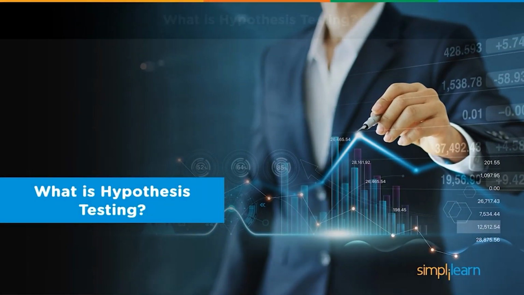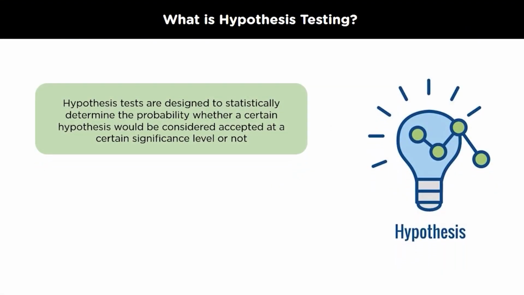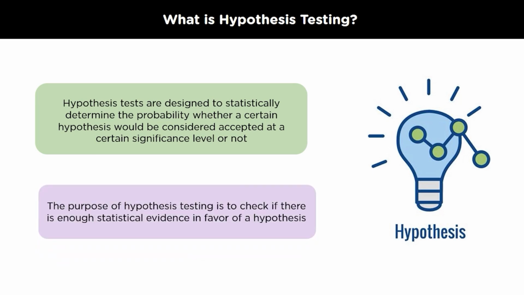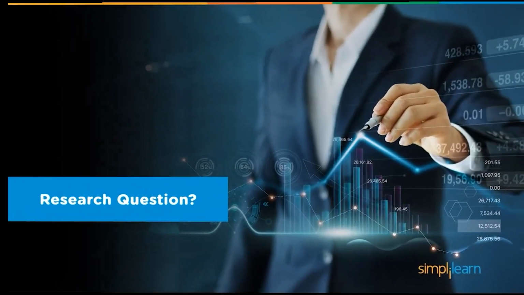What is hypothesis testing? Hypothesis testing or significance testing is a method for testing a claim or hypothesis about a parameter in a population using data measured in a sample. The purpose of hypothesis testing is to check if there is enough statistical evidence in favor of a hypothesis that we have claimed. Now we'll move on to the research question.